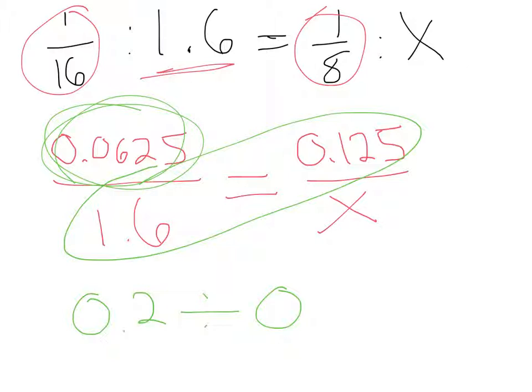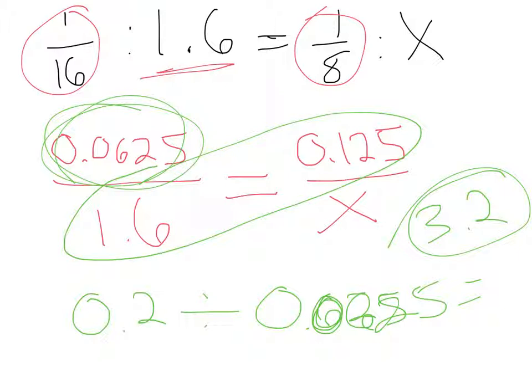And that gives me 0.0625. Oh, whoops, 0.0625. That gives me 3.2. So my answer for that one would be 3.2. So don't let fractions freak you out when you see those in your proportions. We can have fractions in proportions, just make it a whole lot easier by turning it into a decimal. But use the same method for all of those in that section.